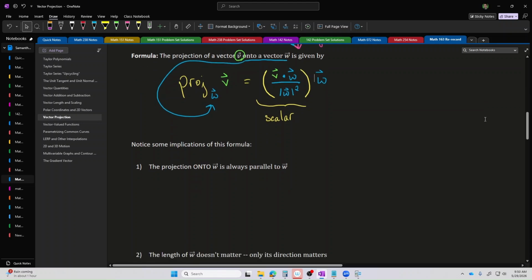The first thing that I want to note is that the projection onto the vector w, the result of that calculation, is going to be parallel to the vector w. And this follows from the fact that when we project onto the vector w, the projection onto w is a scalar multiple of w.